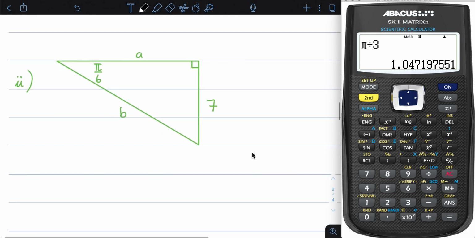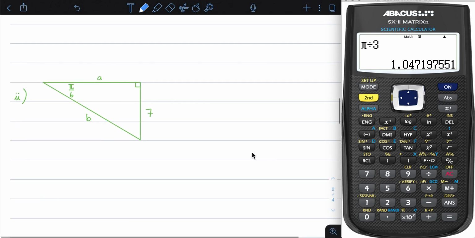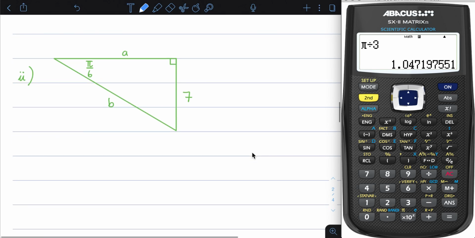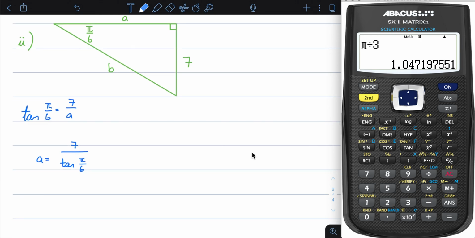Let's do this one more time. Let's solve this using trigonometry again in radians. Let's solve first for a. To solve for a, let's use tan. Tan of pi on 6 is equal to opposite 7 over adjacent a. Solving for a, we get a is equal to 7 on tan pi on 6. Because our calculator is in radians mode, we can just solve this.